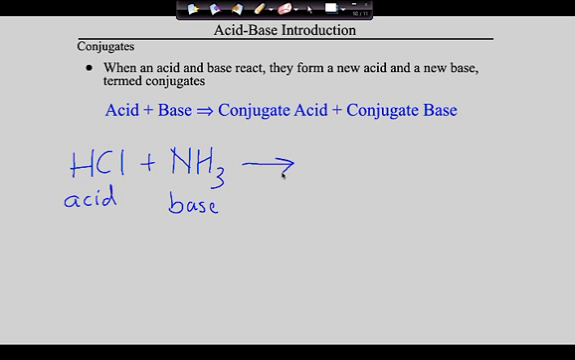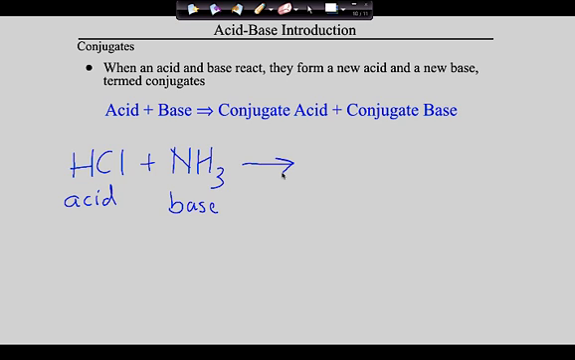Yeah. So guys, now let's talk Bronsted-Lowry. What do acids do? Give off hydrogens. What do bases do? Take them in. So write the products. Acids give away hydrogens, bases take in hydrogens. Predict the products.